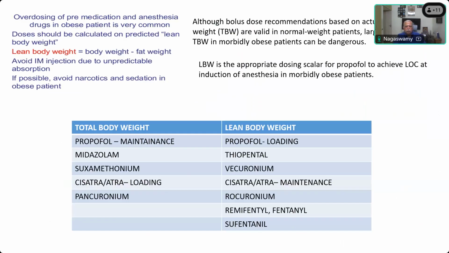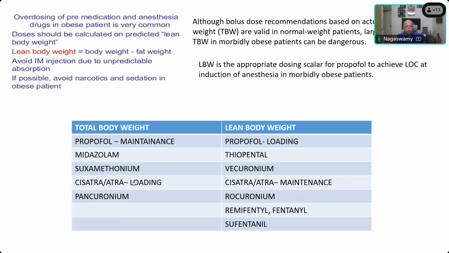On the contrary, you first calculate the ideal body weight, add 20% to that, and then decide the dose required for induction. So for induction of propofol, it is only the lean body weight. For maintenance, you have to take total body weight. And midazolam being a fat soluble drug, you have to give it only on total body weight. Similarly, dexamethasone is also given on total body weight.